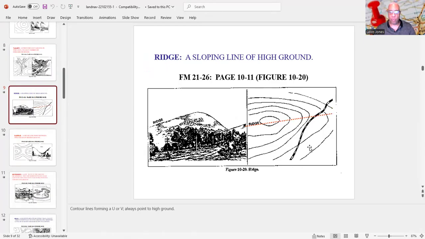And we have a ridge. A ridge goes right up to a hill. It's the slope going up the hill. And that's basically on a map, it's represented by a dotted line. You still have your contour map.